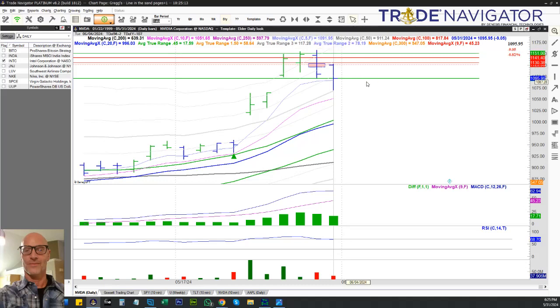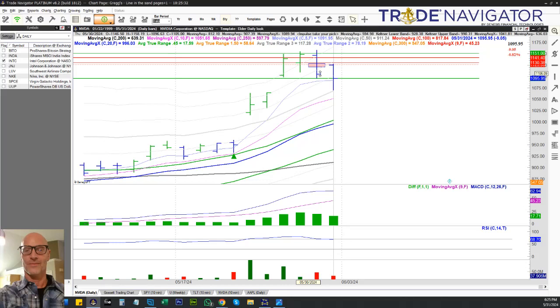So this is NVDA. You can see these are the daily bars. Yesterday we had a bearish engulfing bar on NVDA, which just means it went higher than the high and lower than the low. This is a bearish pattern.